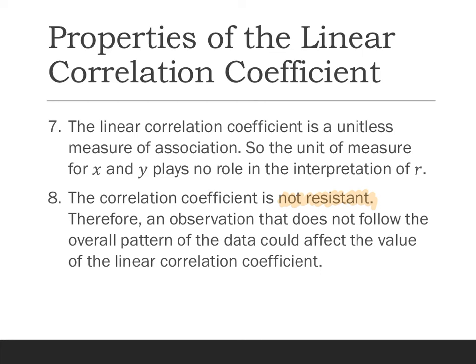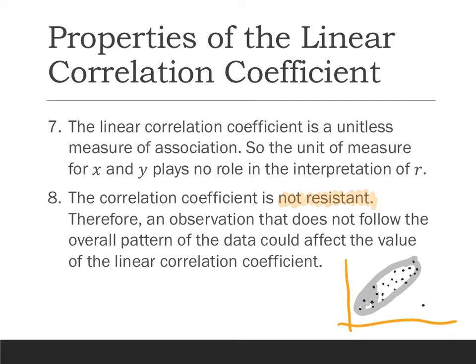So an observation that does not follow the overall pattern of the data could affect the value of the linear correlation coefficient. What we might see is it's very possible to have data that looks pretty much like what we expect, and then you have this one point. And maybe it's not an outlier in and of itself for the x's, and it's not an outlier in and of itself for the y's, but together it's far off from the overall pattern. So it may not be just an extreme value, but it could be outside of kind of this bubble that we're allowing.